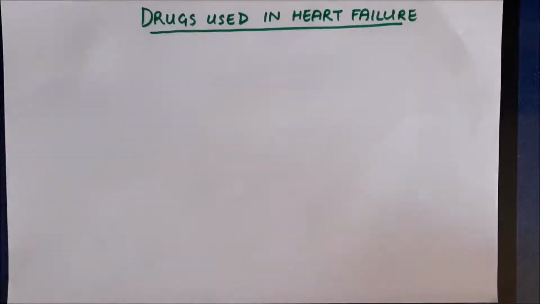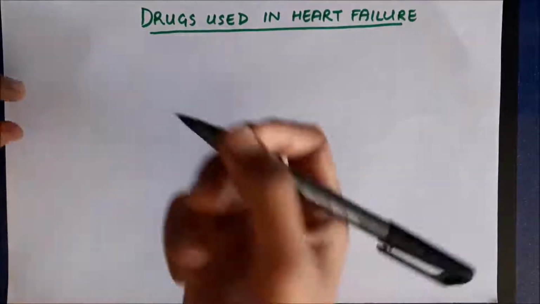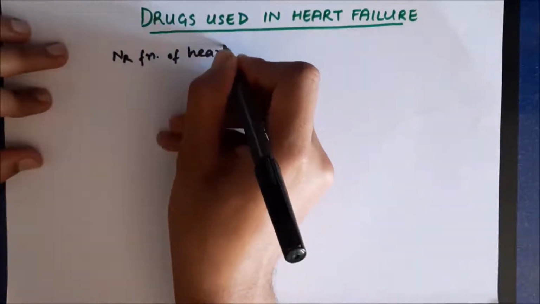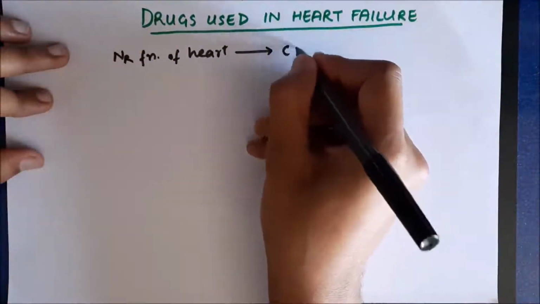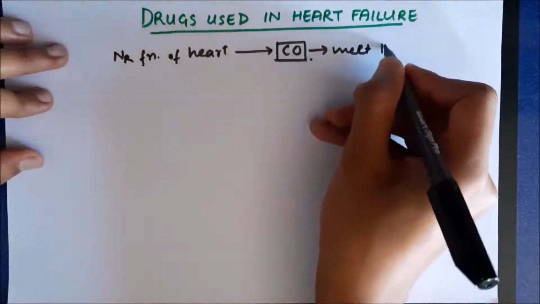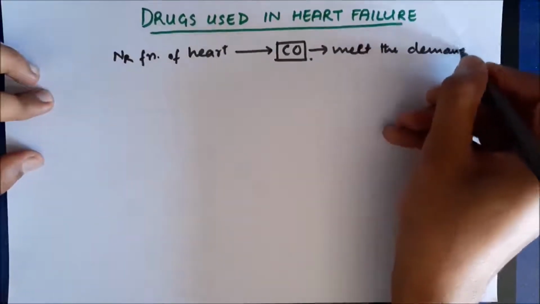In this section, we are going to discuss the pharmacology of heart failure. In order to understand the various types of drugs used in heart failure, we should know the pathophysiology of heart failure. As we all know, the normal function of the heart is to pump enough blood to maintain a cardiac output sufficient to meet the requirements or demands of peripheral tissues.